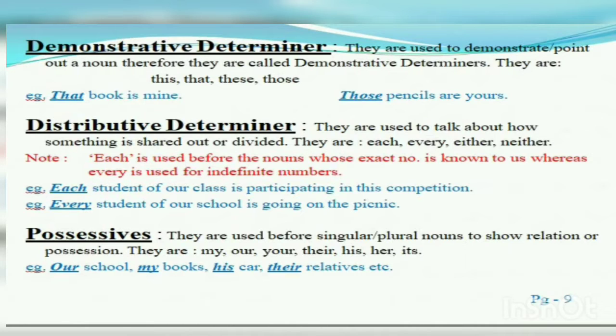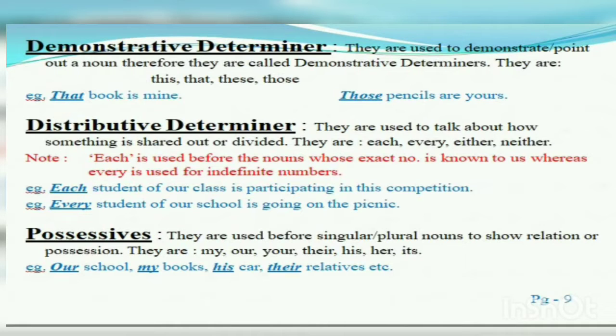For example, each student of our class is participating in this competition. We can tell how many students there are exactly in our class. So we use each. But we do not know how many students there are exactly in our school. So in that case we use every. Therefore, in the second example, I have used every. Every student of our school is going on the picnic.